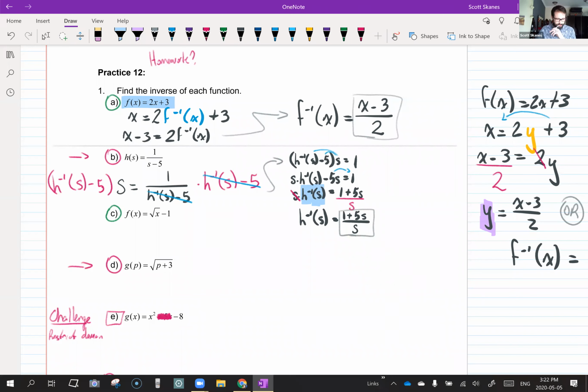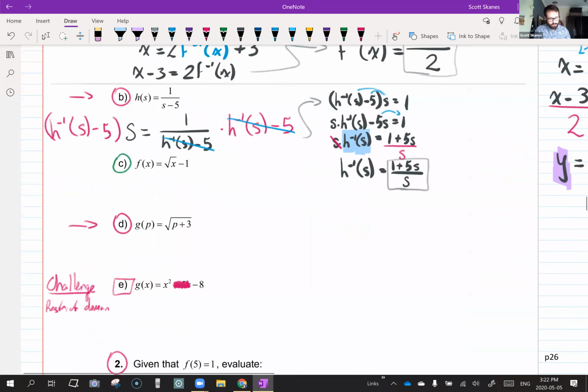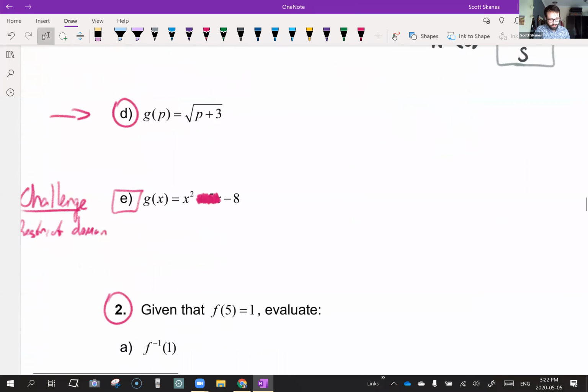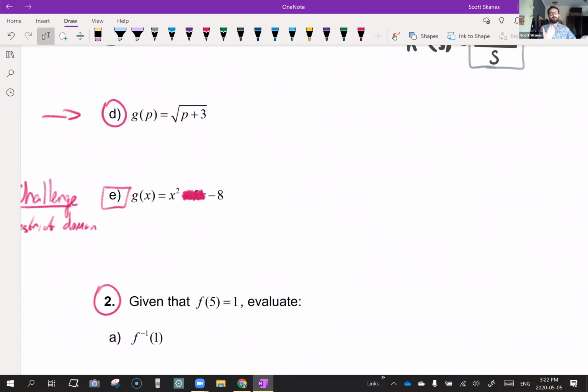So let's see. I said I was going to do C and D, but let's look ahead, make sure I have enough time. Yeah. C and D, let me see if there's anything special about C, or maybe I can skip it. Well, all right, I'm going to skip C, but I'm going to do D because I asked you to do D. And I'll do it my new way, where I'll just replace it with y, okay?